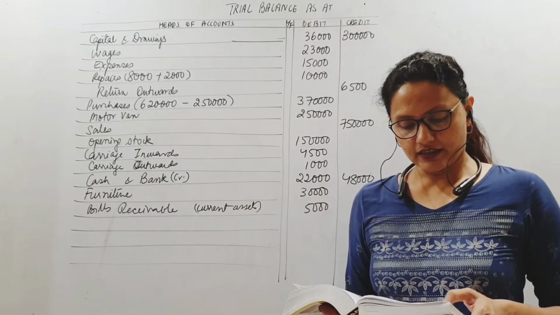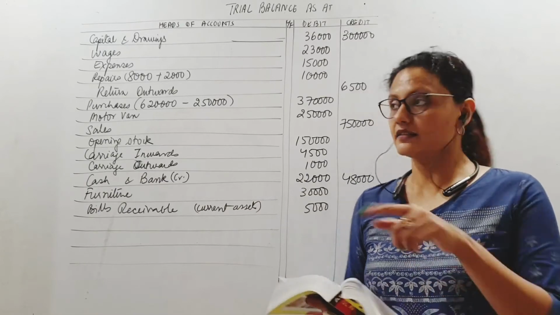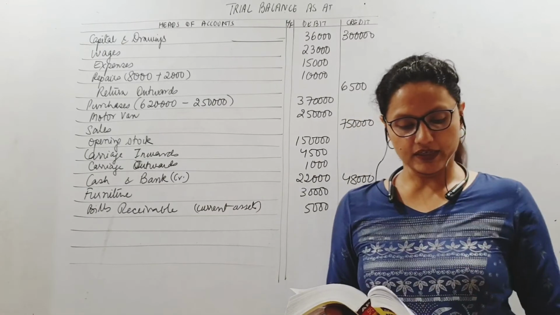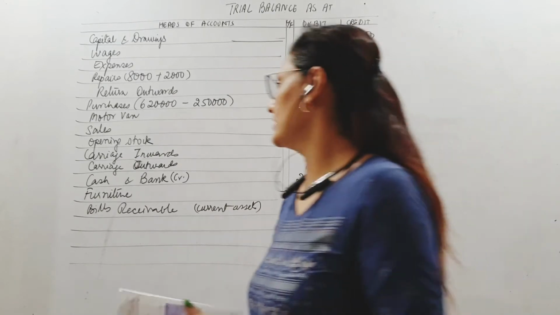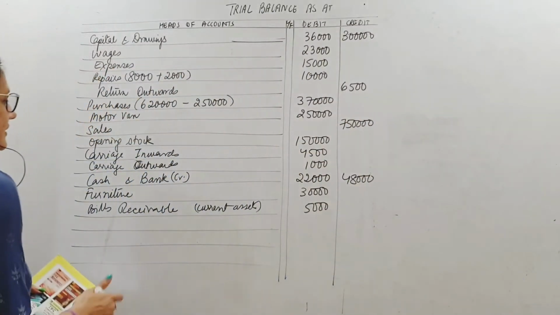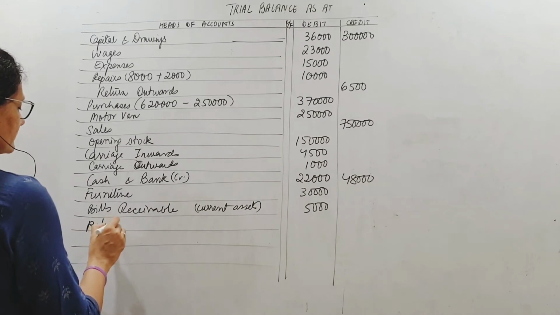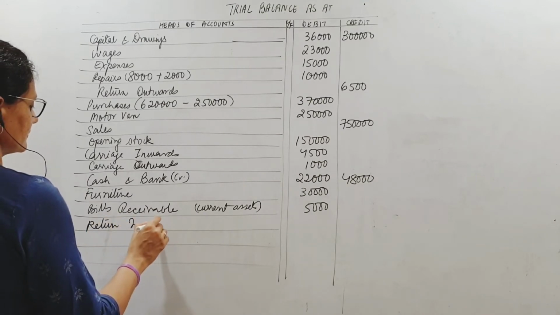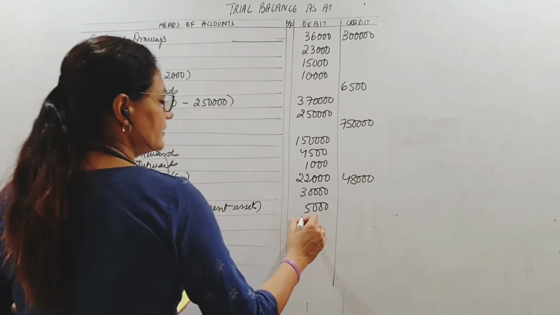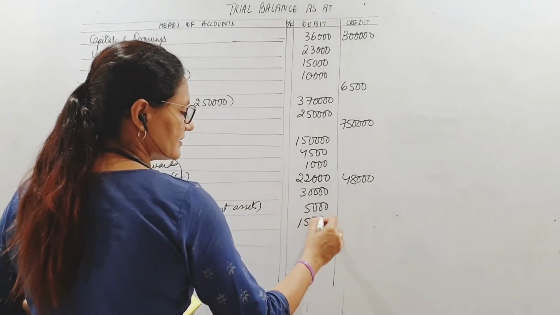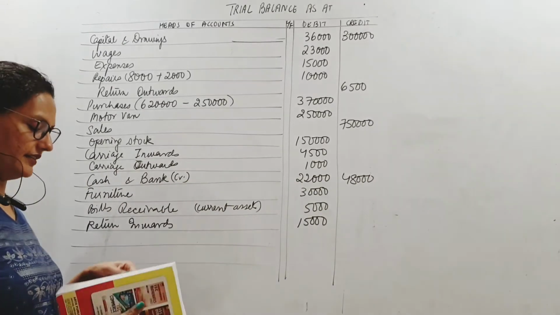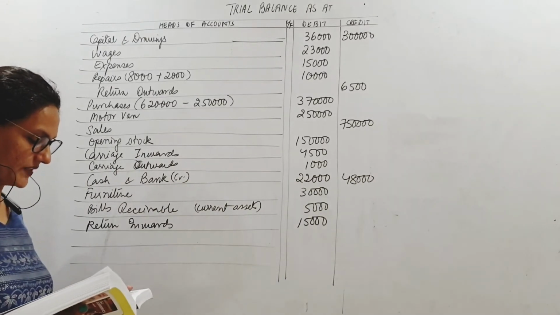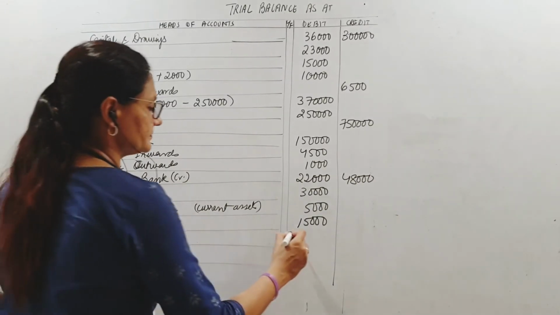Whatever figures we have come across that had to be credited, we have corrected. So wages is corrected, repairs is corrected, purchases and motor van both we have corrected. Total of return inward book is missing. So now we just have to put it there. Return inward, opposite of sales. Sales is always credit income. Return inward will be always debited.